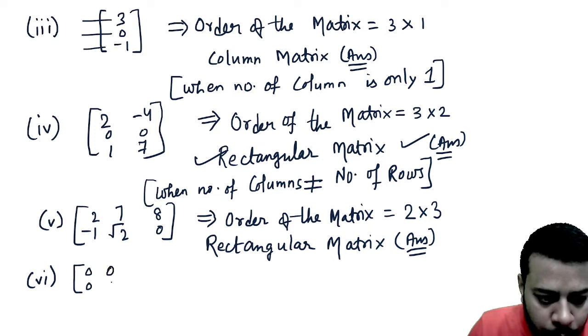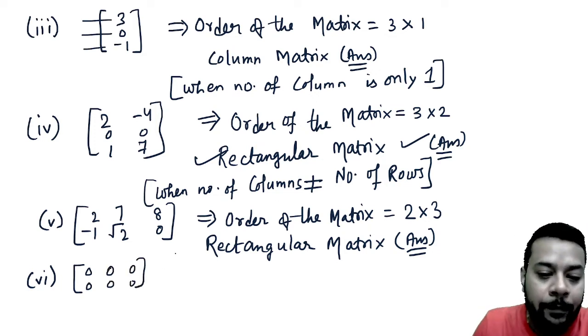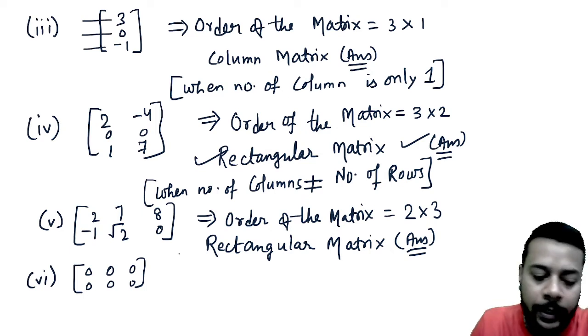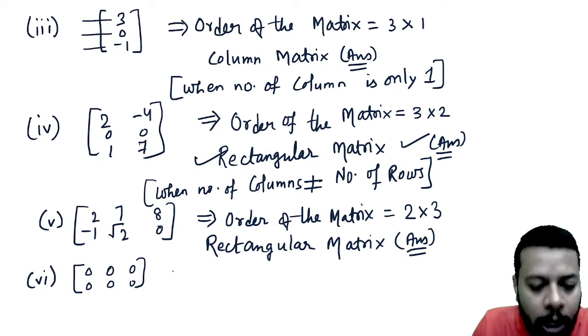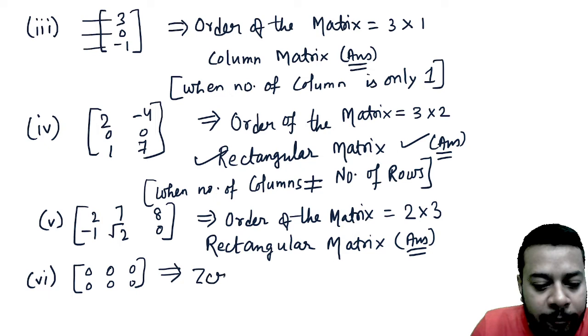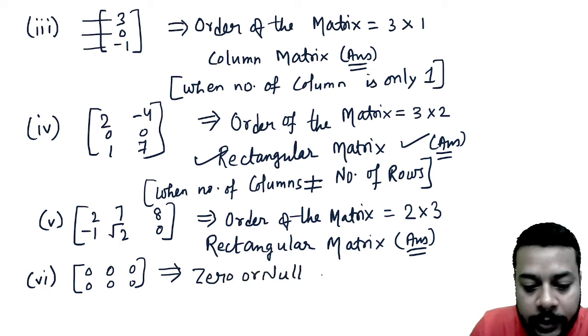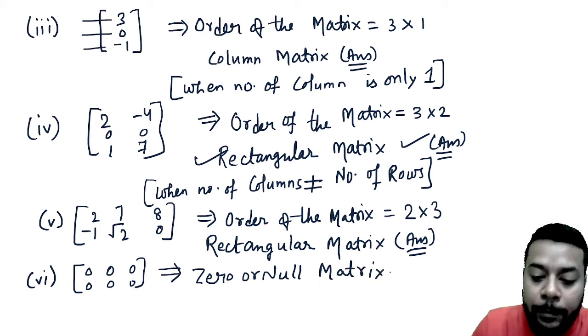Zero, zero, zero, zero, zero, zero. First of all, if I talk about its order, the order is the same as subpart 5. That is, the order is 2 by 3. But here, order does not matter. Such a type of matrix is known as a 0 matrix, also known as a null matrix. This will be our answer.